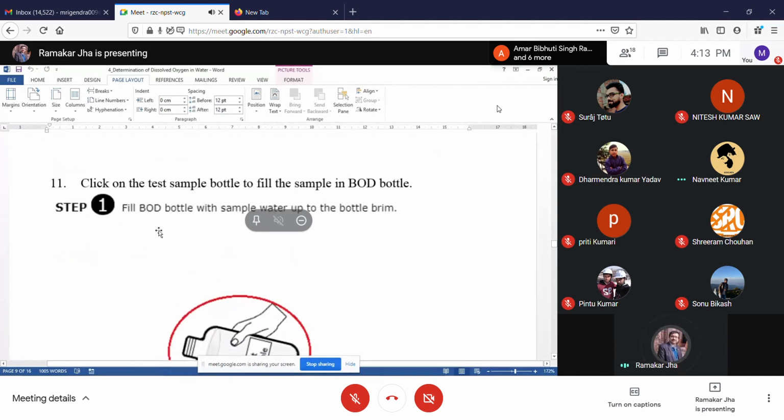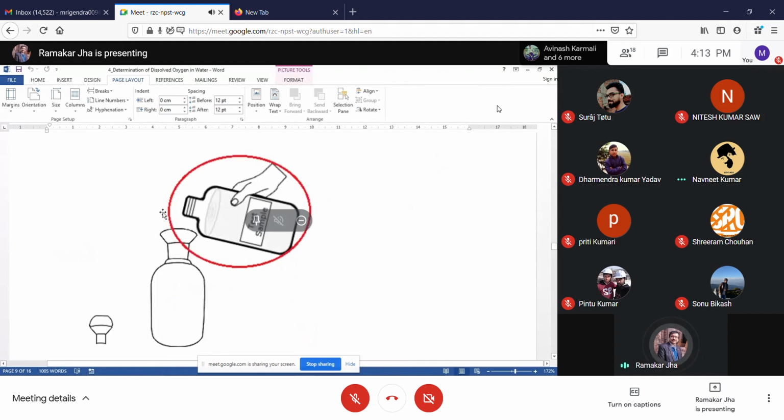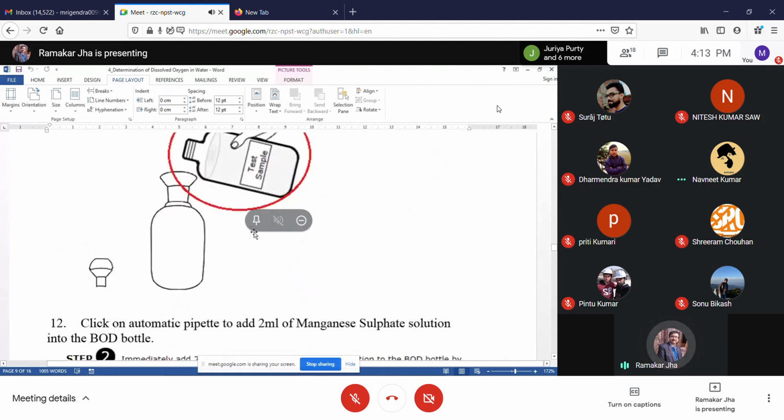Now what really do we have to do? Fill the BOD bottle with sample water up to the brim. So what we have done so far is that we have not used the sample water.